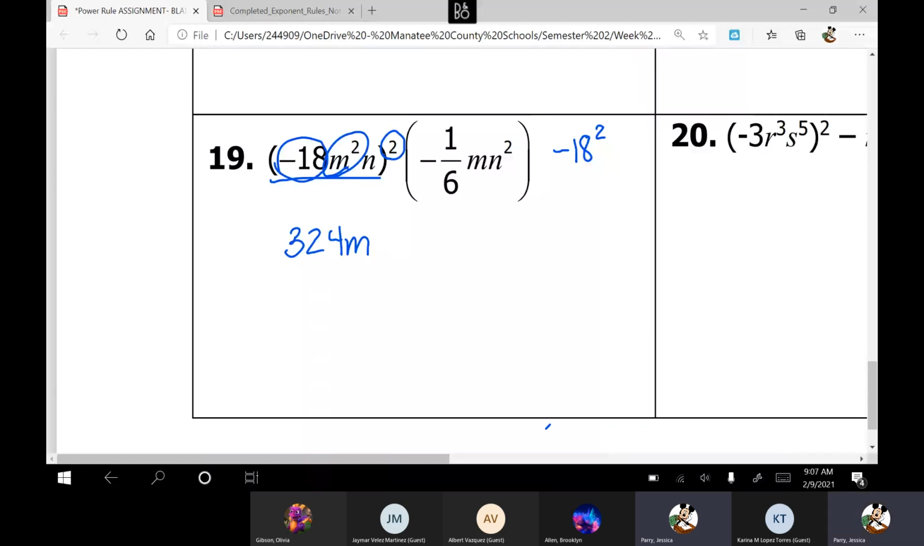So power of a power, you just multiply those 2's. So 2 times 2 is 4. Make sure you have your microphone mute, please.